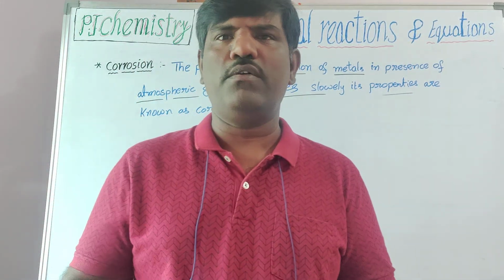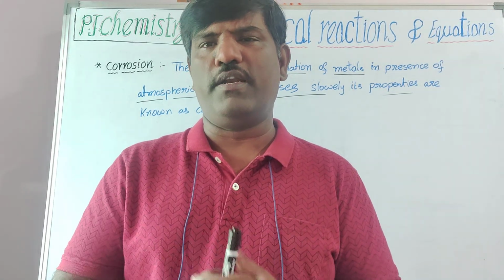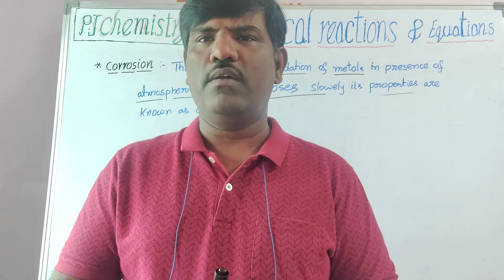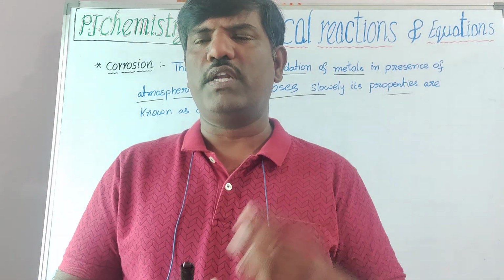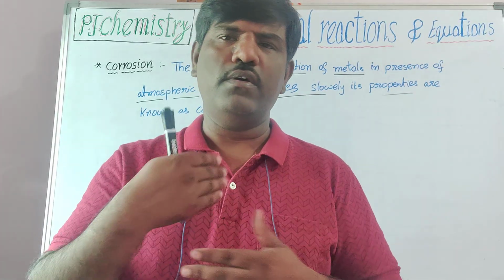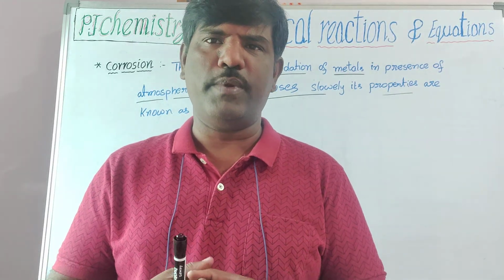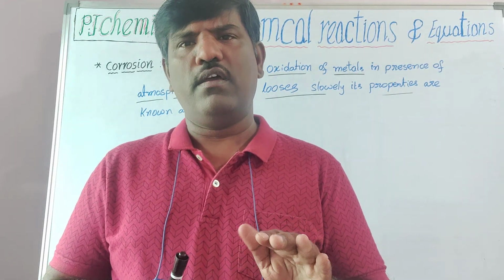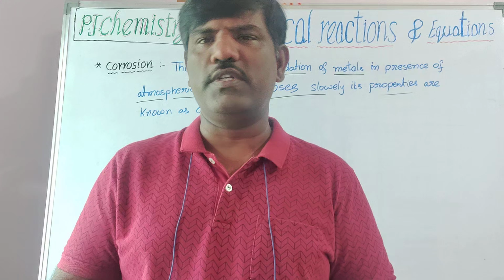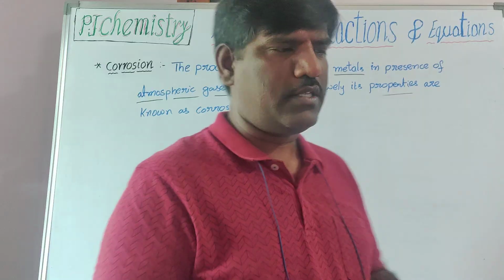Generally, a well-known example for everyone is rust. Before rust, that is pure iron. When it contacts atmospheric gases, moisture, meaning oxygen with water vapors, slowly it converts into reddish brown color. Actually, freshly prepared iron is gray in color. Slowly it turns into reddish brown color, meaning it loses its originality. That is what we call oxidation. Let us discuss some examples.